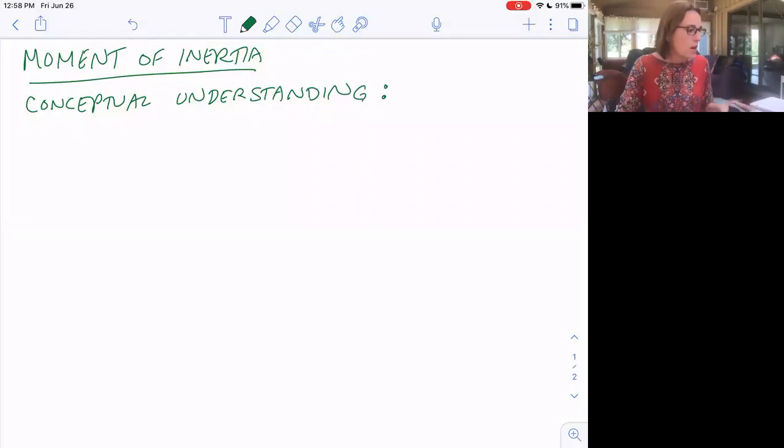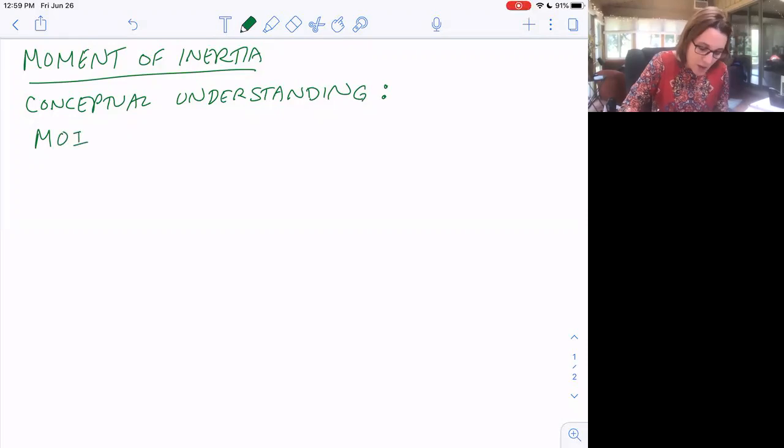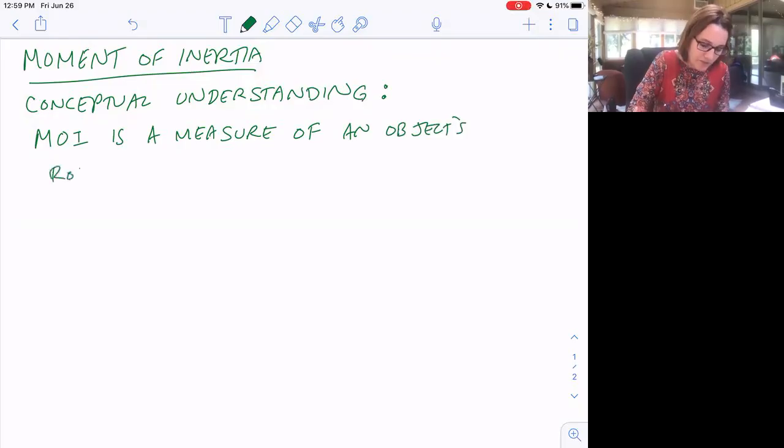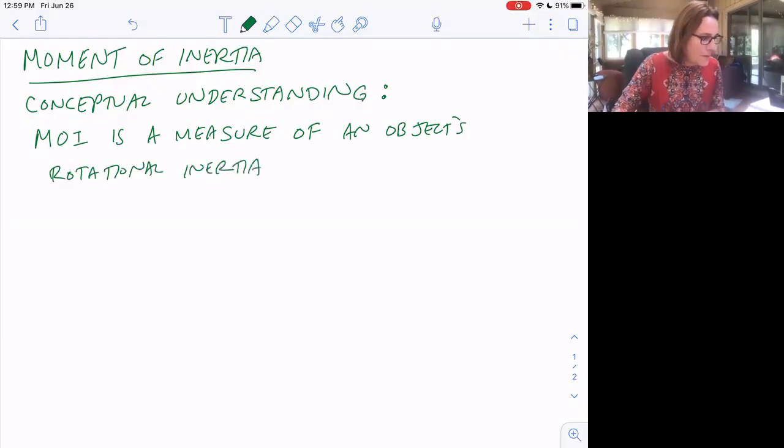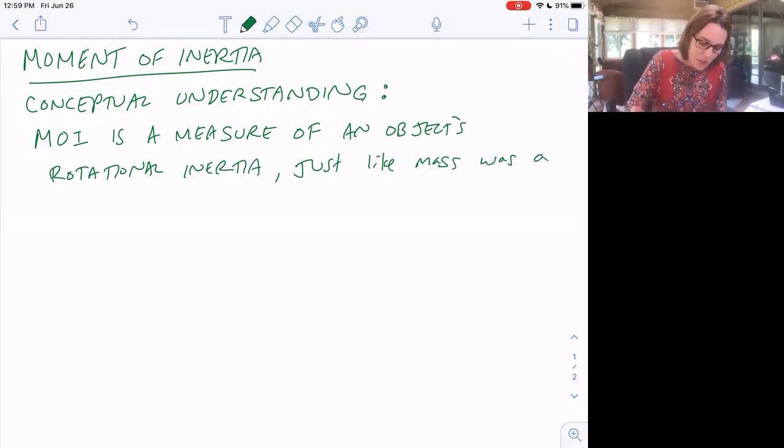So, conceptual understanding of moment of inertia. What I had just said was that it's basically Newton's first law, but for rotation, which is that the moment of inertia is a measure of an object's rotational inertia, just like mass was a measure of linear inertia.